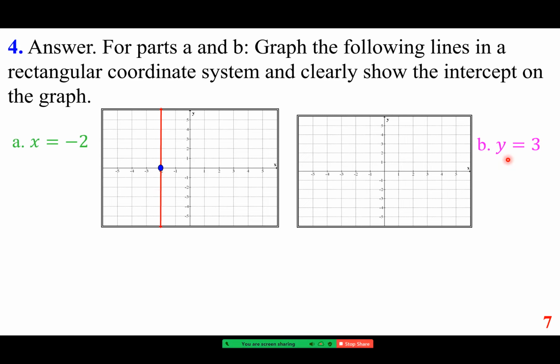y equals 3, we locate the y-intercept at (0, 3). Let me move that. And then we draw a horizontal line, parallel to the x-axis. That is the graph of a horizontal line.